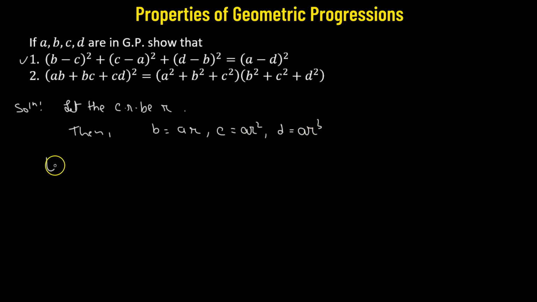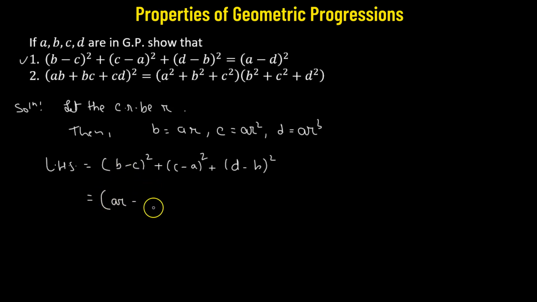Now, starting from the left hand side of the equation of part 1, we have (b minus c) whole squared plus (c minus a) whole squared plus (d minus b) whole squared. So this will be equal to, in place of b we have ar, minus c which is ar squared, whole squared, plus c minus a, so our c value is ar squared, so we have (ar squared minus a) whole squared, plus the d value, which is ar cubed minus ar, whole squared.